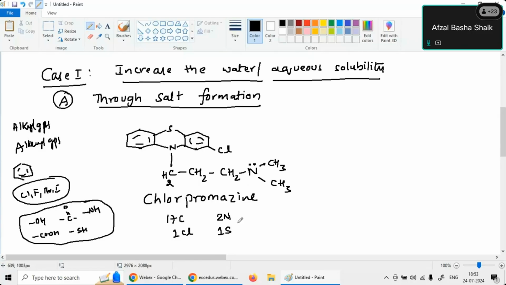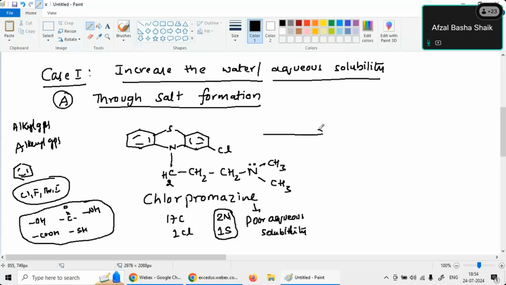So if you compare this, is the hydrophilicity more or is the lipophilicity more? Lipophilicity is obviously more, right? That is why this molecule has poor aqueous solubility. Chlorpromazine has poor aqueous solubility.